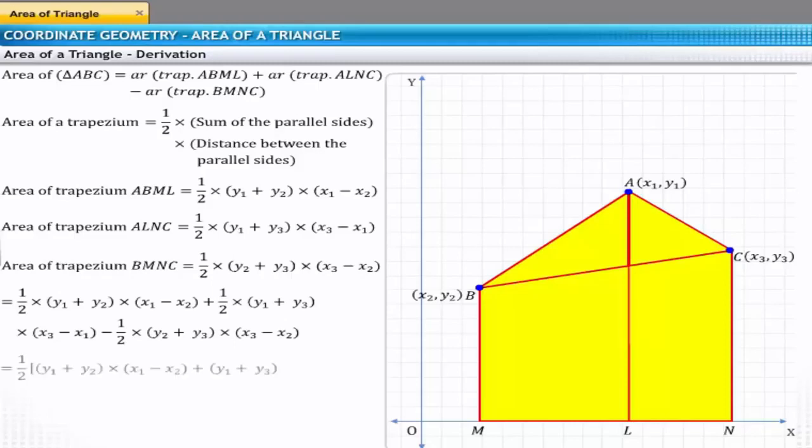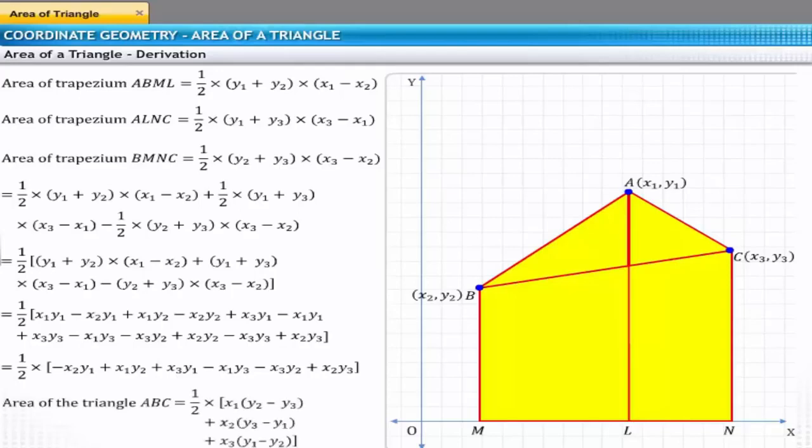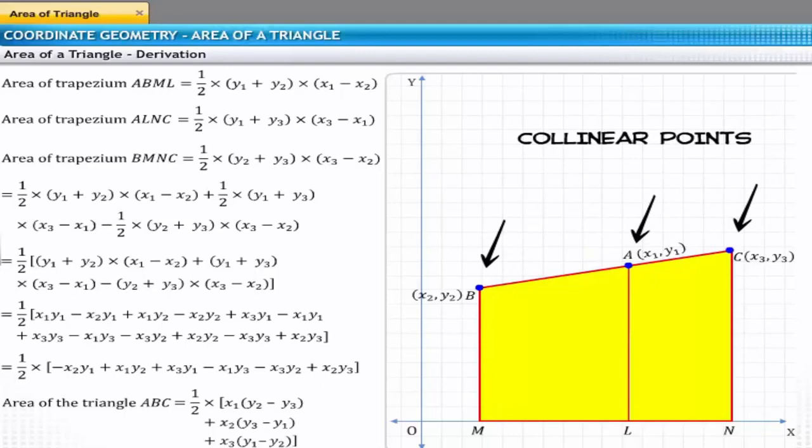Let's further simplify this expression. Expanding the expression and then cancelling the like terms, we get the following expression for the area of the triangle. Therefore, this expression can be used to calculate the area of the triangle given its vertices as coordinates. An important point to note here is that if the area of the triangle obtained is 0, then the 3 points are collinear.